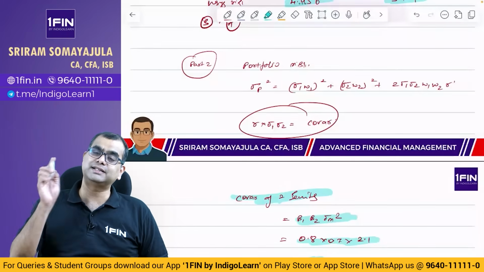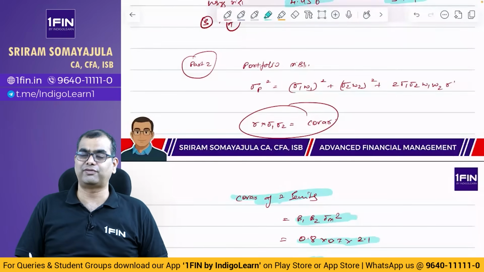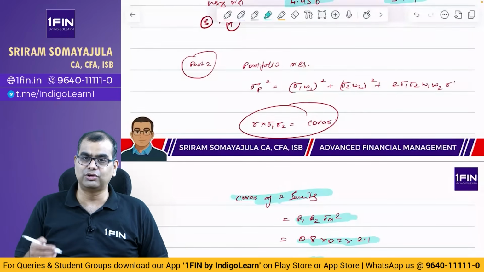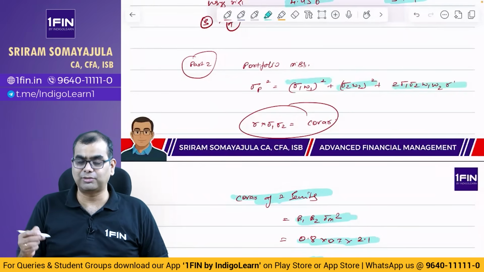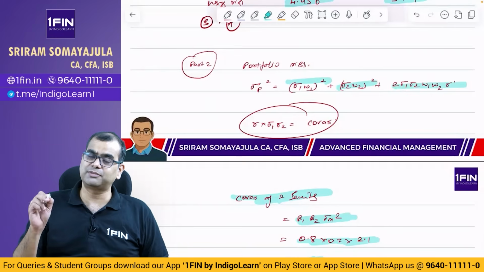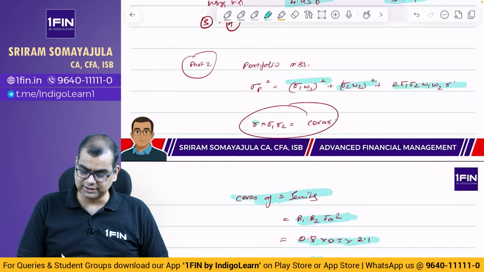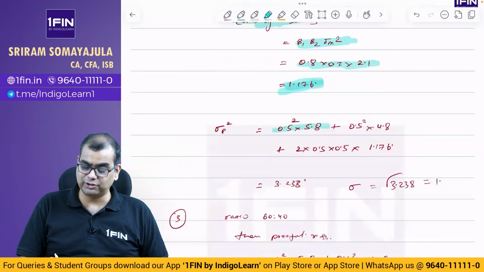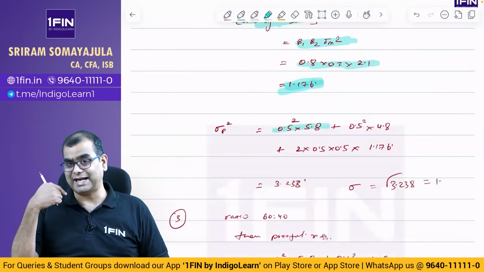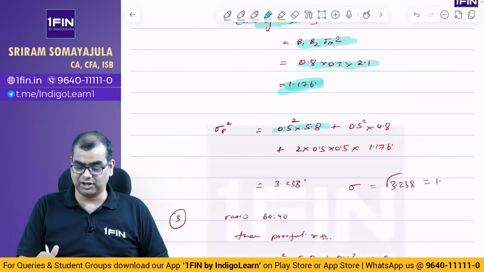You use that and put it in the A plus B whole square formula or that variance covariance matrix. What you do: sigma 1 W1 whole square, sigma 2 W2 whole square plus 2 sigma 1, sigma 2 W1 W2 R, and sigma 1, sigma 2 into R is basically your covariance, right? So you substitute this 1.176 there. So what you'll get is 0.5 whole square into 5.8. Please note, it is not given in standard deviation terms. It is already given directly as variance.